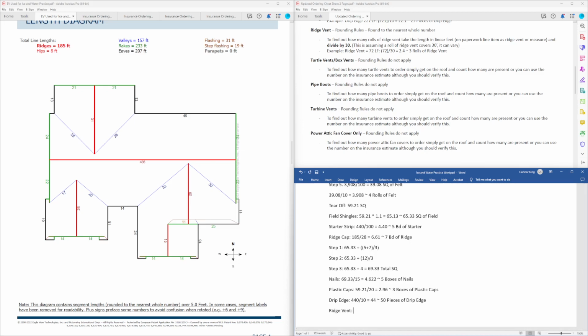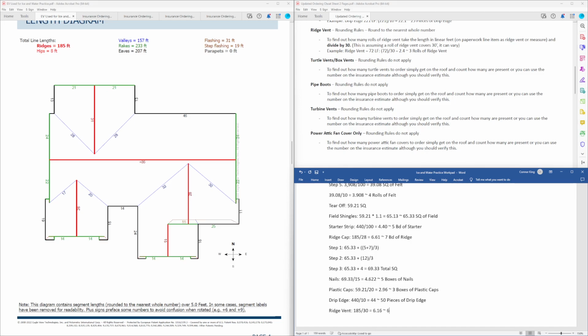and for ridge vent it says to take the linear feet on the paperwork line item as ridge vent, or measure it and divide by 30. So we're going to take our 185, we're going to divide by 30. We are going to get 6.16. Now in this situation, I'm probably going to round down.